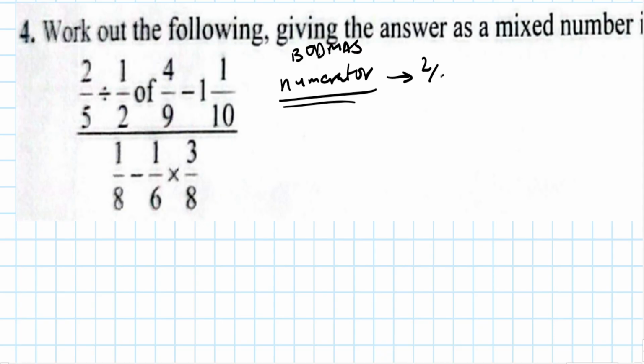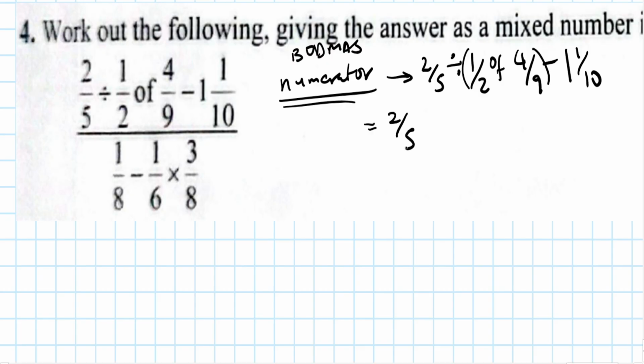So the numerator is 2/5 divided by 1/2 of 4/9 minus 1/10. There's no bracket, so we start with "of". So 2/5 divided by 1/2 of 4/9. 1/2 of 4/9 is 2/9, minus 1 over 10, which can be written as 11 over 10, because 10 times 1 is 10, plus 1 is 11 over 10.